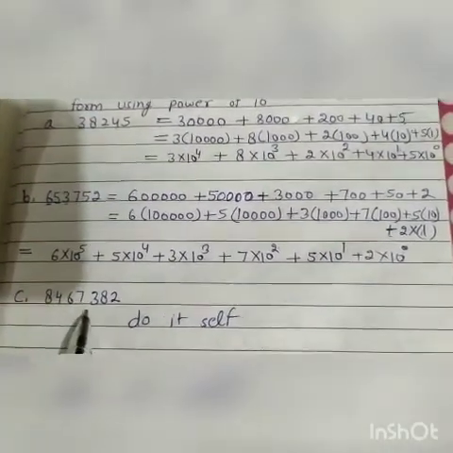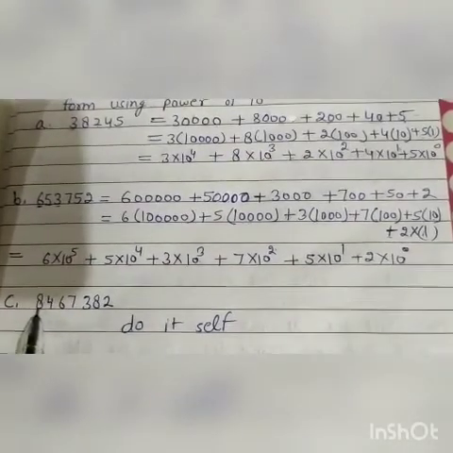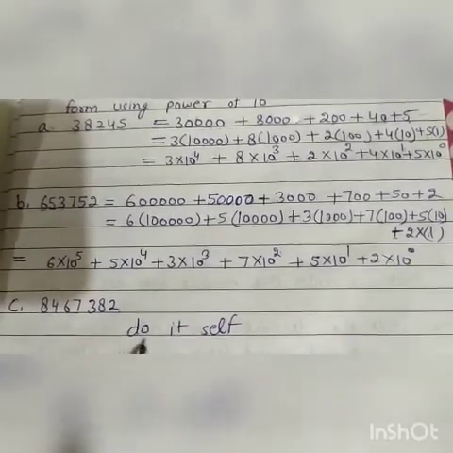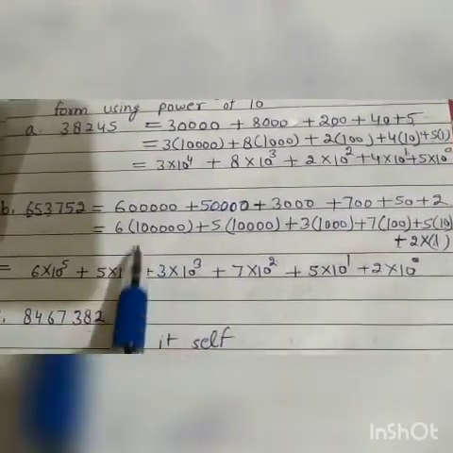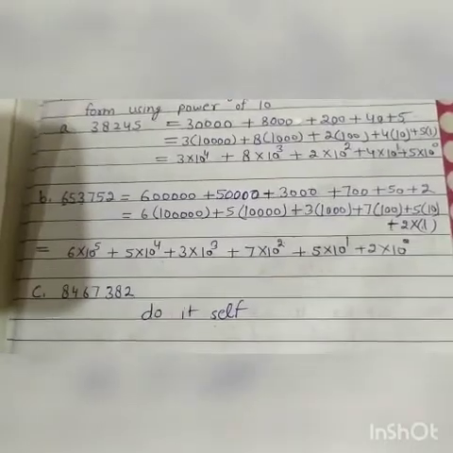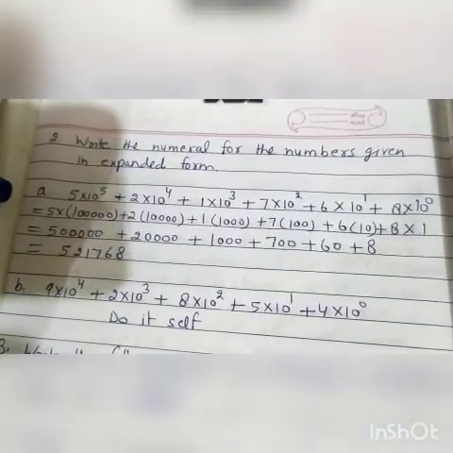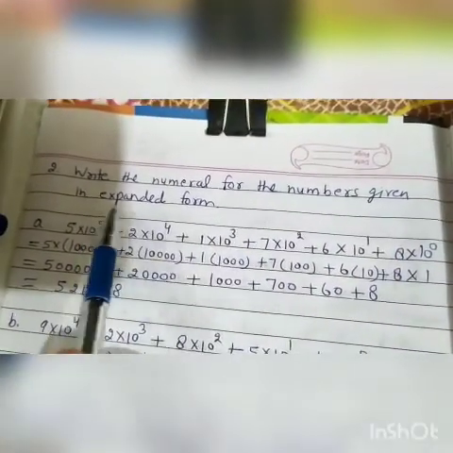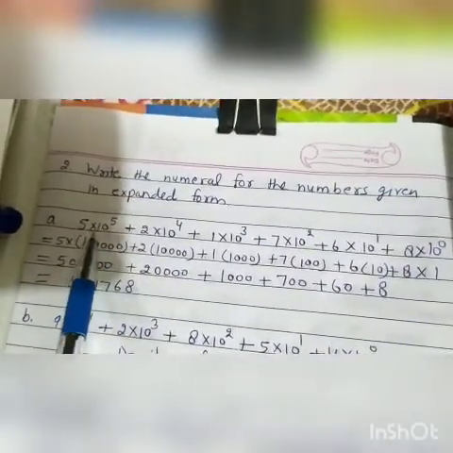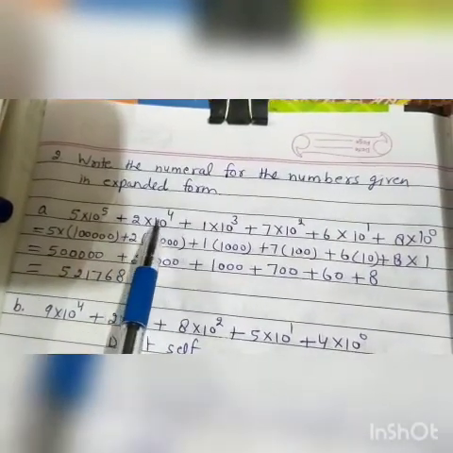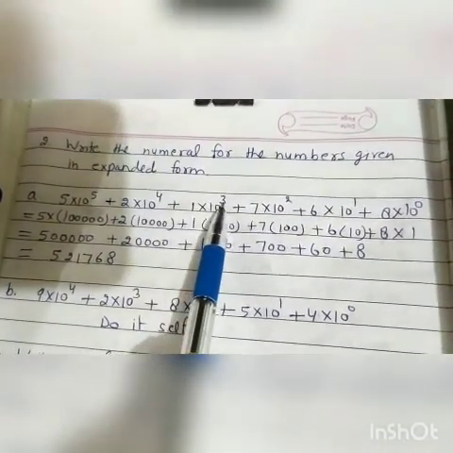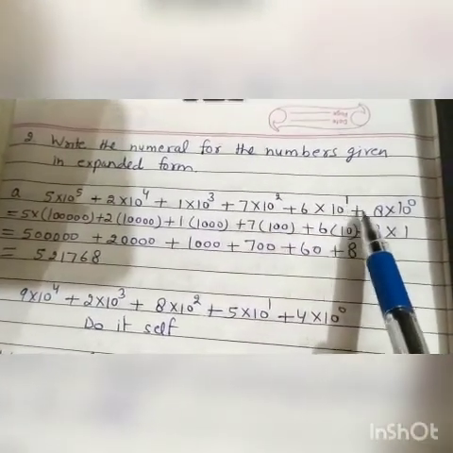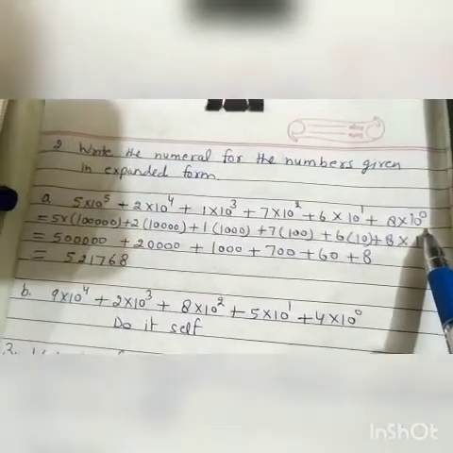Now C part is, see here, 84,67,382. You will do it yourself as we have done these two parts. Write the numeral for the numbers given in expanded form. It is 5 into 10 power 5 plus 2 into 10 power 4 plus 1 into 10 power 3 plus 7 into 10 power 2 plus 6 into 10 power 1 plus 8 into 10 power 0.